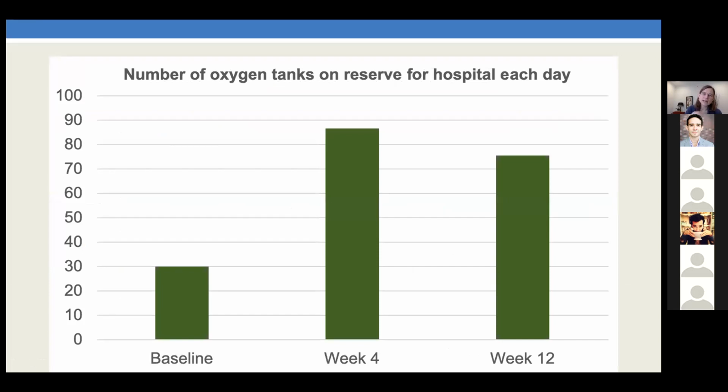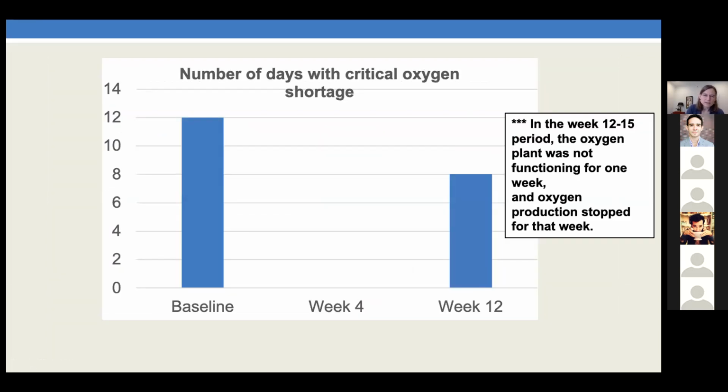The number of oxygen tanks on reserve for the hospital each day went up, which is what we expected, and it was about equal between weeks 4 and 12. And the number of days with critical oxygen shortages went down. And I'll note that at week 12, you'll notice that there's a bump up from where it had been.